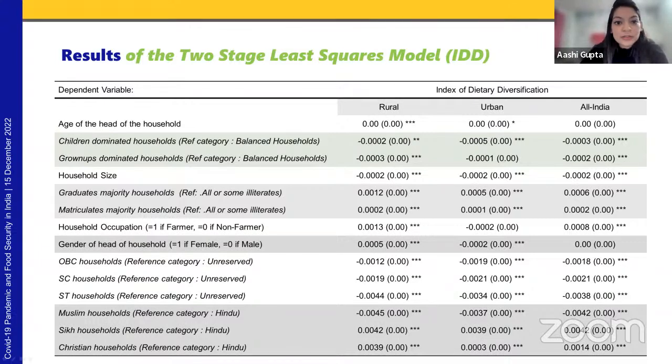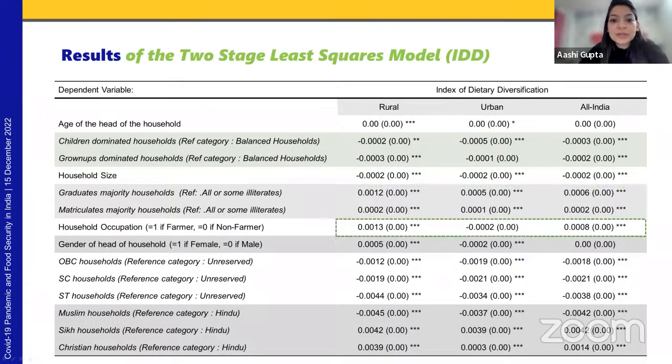Talking of household socio-demographics, the IDD reduces with household size, implying larger households have more diversified diets. Age of the head of the household has a very small positive coefficient. The children-dominated households have a lower IDD than balanced households, implying greater diversity. Higher value of IDD among graduate majority households, followed by households with majority of matriculates and households with majority of illiterates is also an important result.